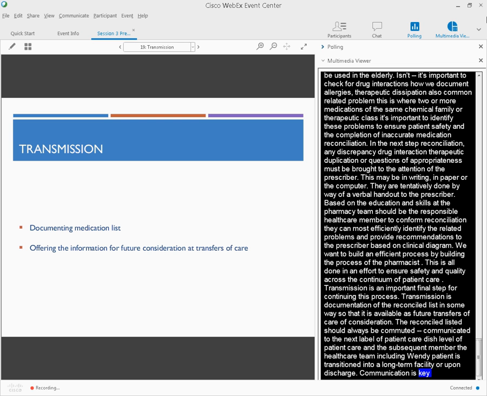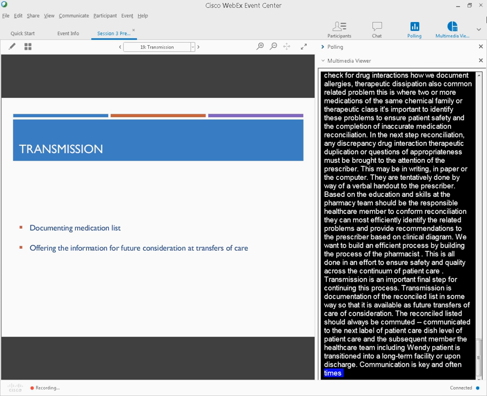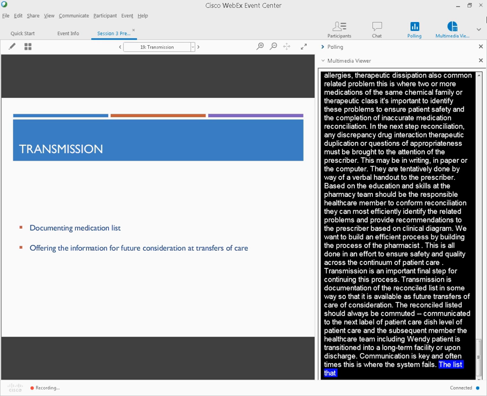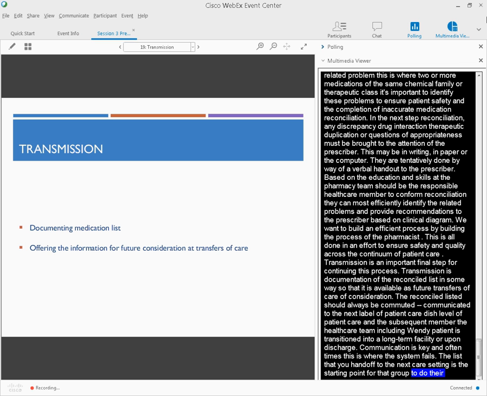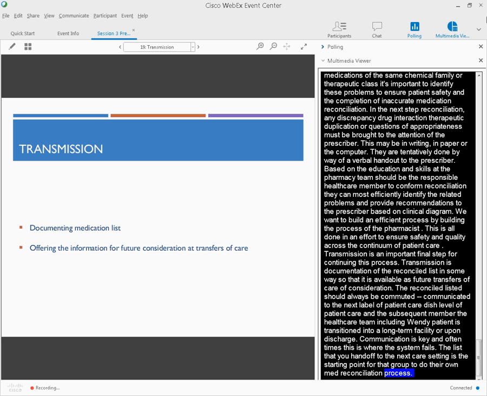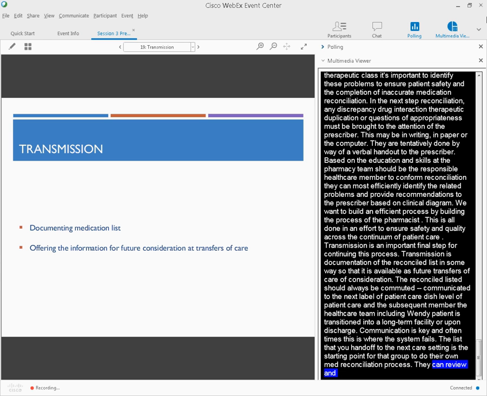The list that you hand off to the next care setting is the starting point for that group to do their own med reconciliation process, be it to the home health care agency or even, quite frankly, to the community pharmacy, so they can review and have for reference, and then they can confirm any changes with the primary care provider.